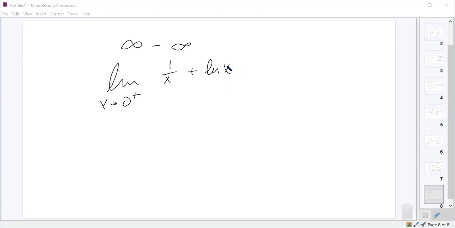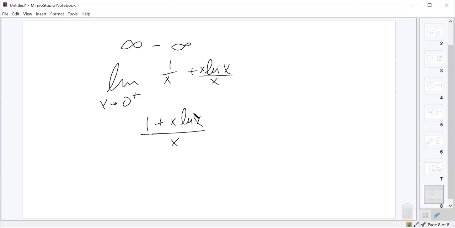The method that we want to use to deal with these is to combine them together into a singular fraction. So we're going to get ourselves a common denominator here to do this. So that'll be x over x here. And so we'll end up with 1 plus x ln x over x. And we'll note that if we try to deal with this one, the limit as x approaches 0 from the right, we'd have to look individually at the x ln x part.